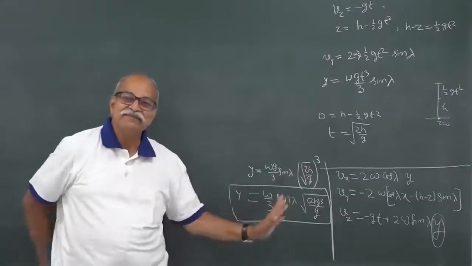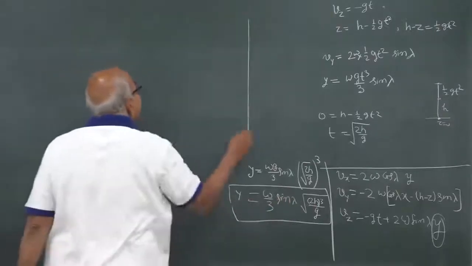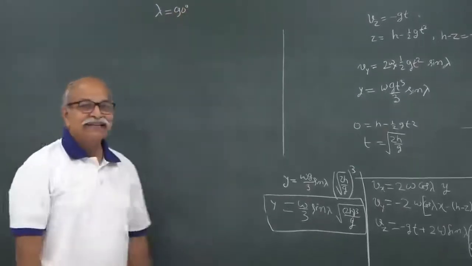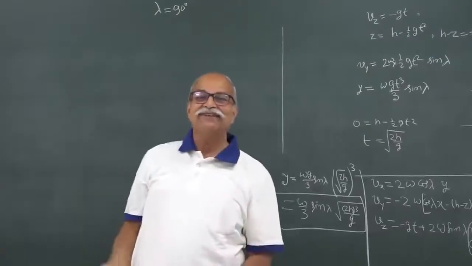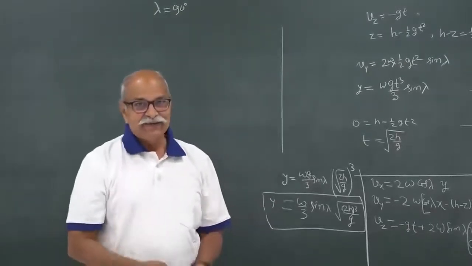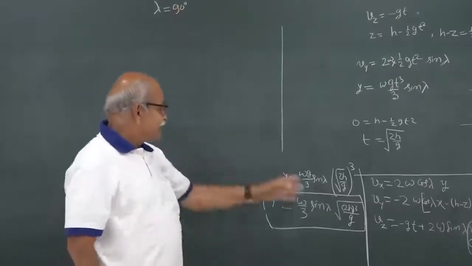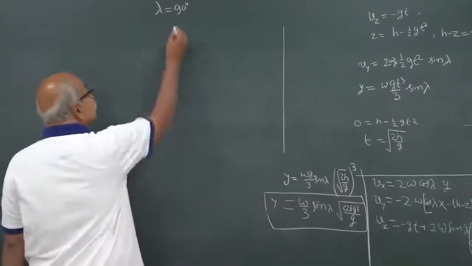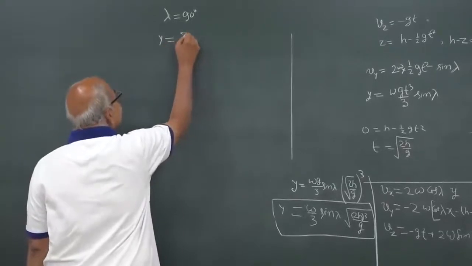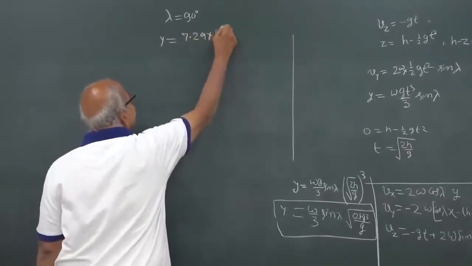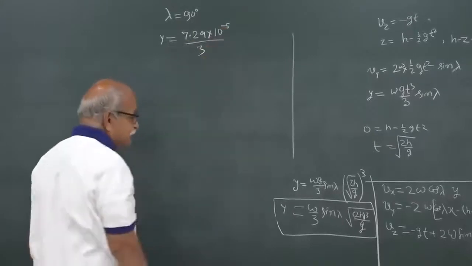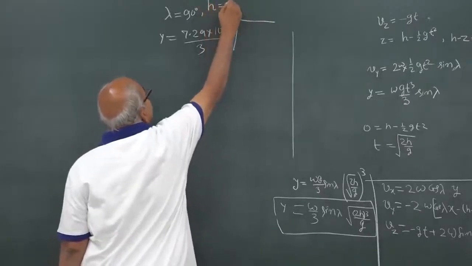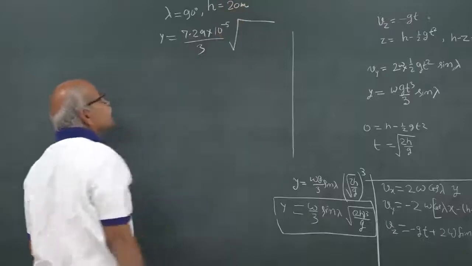So let us try to put some numbers here. Let us take lambda equal to 90 degrees. Where are we? We are on the equator. If we are doing the experiment on the equator, then sin lambda is 1, otherwise you will multiply by sin lambda. Omega is 7.29 times 10 to the power minus 5, everything in SI units, by 3, and then the square root of how much h should I take? Let us take 20 meters.